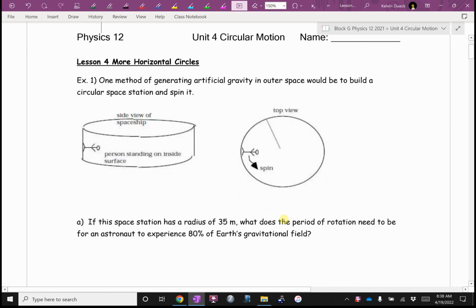Okay, so if this space station has a radius of 35 meters, what does the period of rotation need to be for the astronauts to experience 80% of Earth's gravitational field? So 80% of gravity. Not full gravity, but enough that you'd feel fairly normal. You'd feel a little bit weird, a little bit lighter, but pretty close. Any suggestions on how I might want to start?